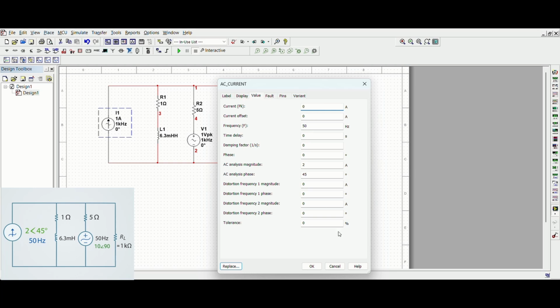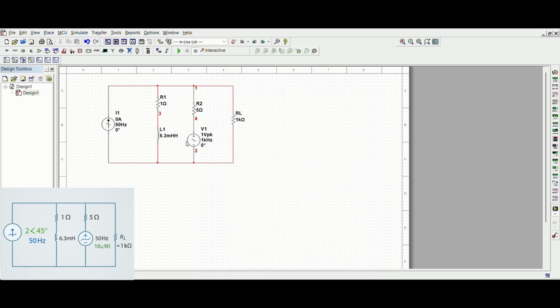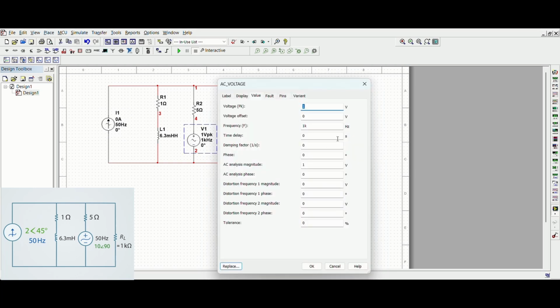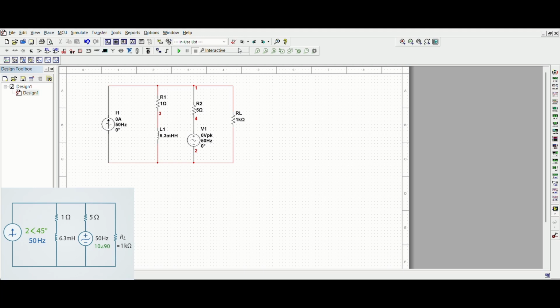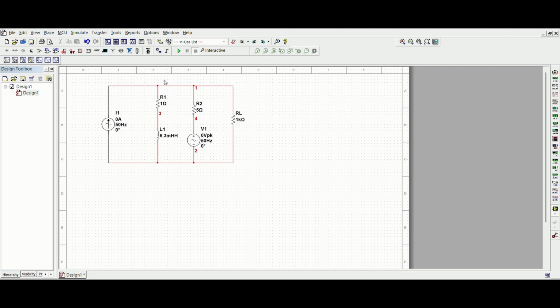Peak to peak current is 0, and for voltage source, peak to peak voltage is 0, frequency is 50 Hz, and magnitude is 10, and phase angle is 90 degree. As you see, our circuit is completed. Now we will first find equivalent impedance.